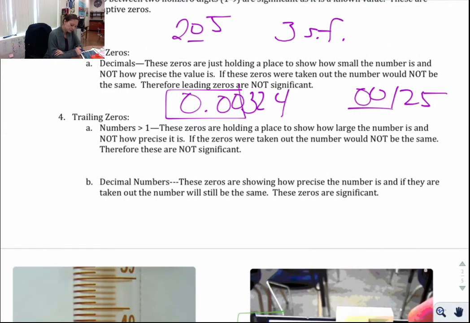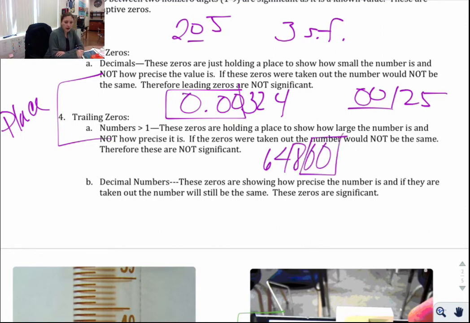Trailing zeros are the other end. These two are placeholders. You have 64800. These two here are not significant. They're just telling us a really big number. But my guess was actually the value of 8. I thought, well, you know what? I know it's 64,800.